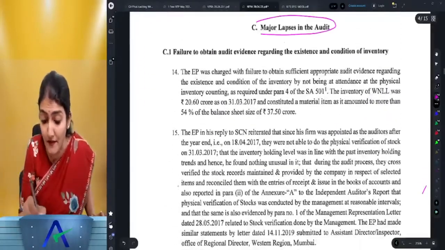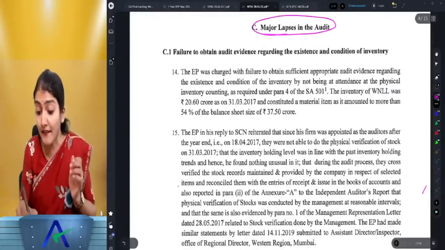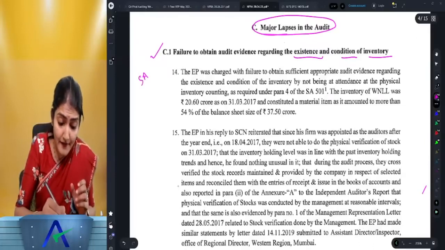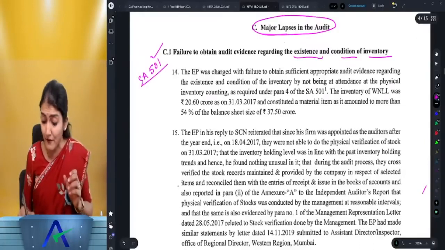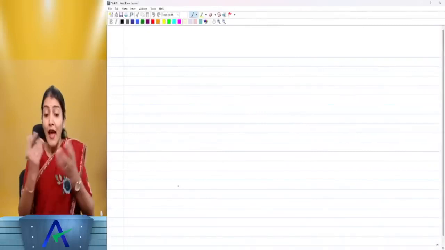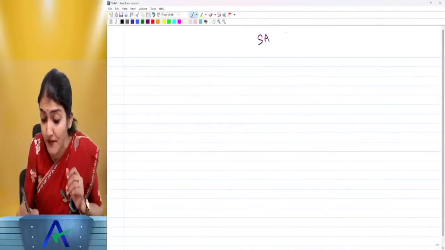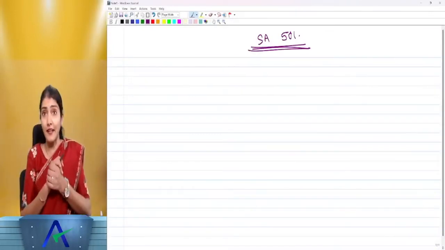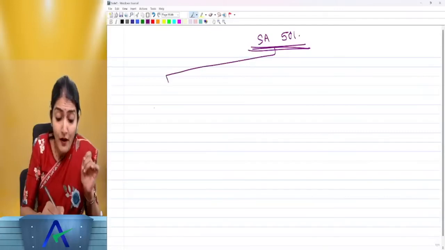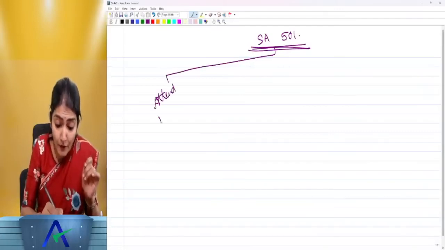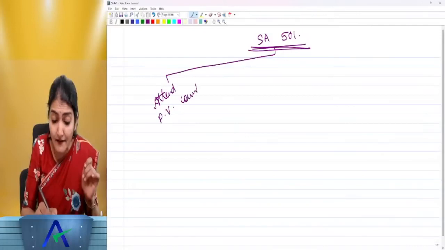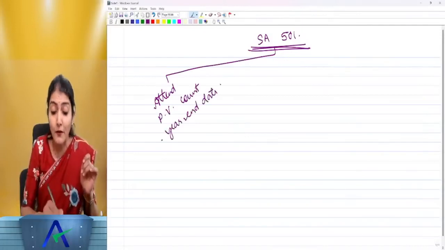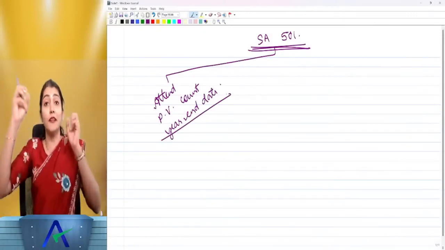Now, the major lapses in the audit: failure to obtain evidence regarding the existence and condition of inventory, right? So which auditing standard are they talking about? SA 501, Audit Evidence, Specific Considerations for Selected Items. As an auditor, what are the audit procedures you need to perform to obtain evidence regarding the existence and condition of inventory? You need to attend the physical verification count being conducted by the management at the year-end date, unless impracticable. So on 31st March, you go for the stock count.